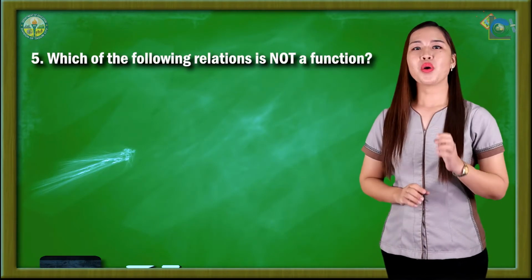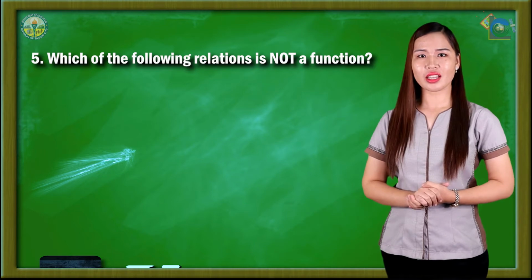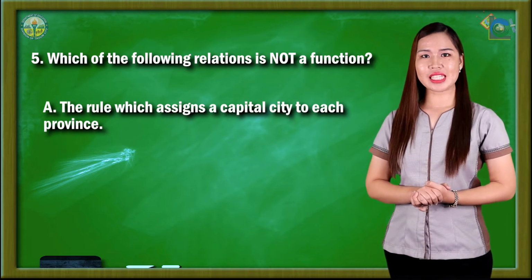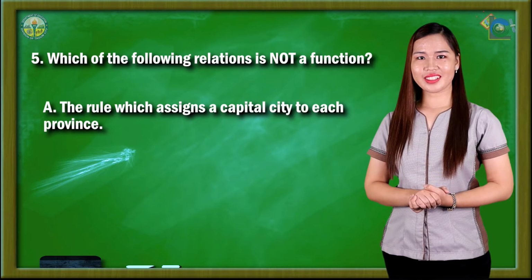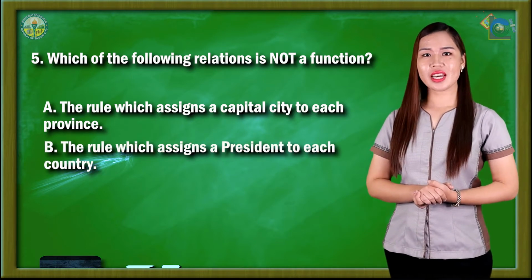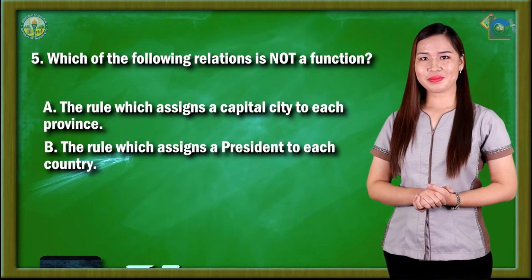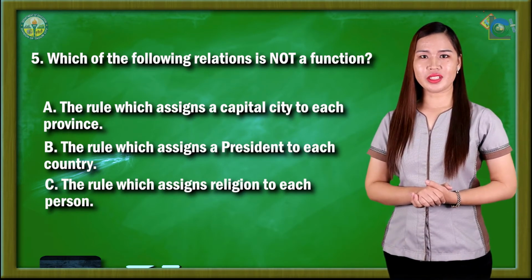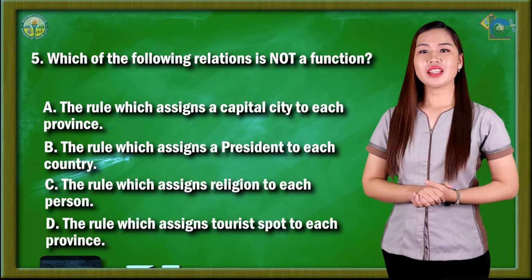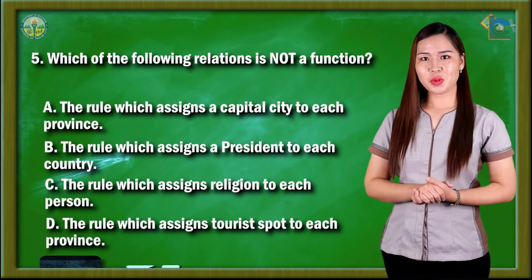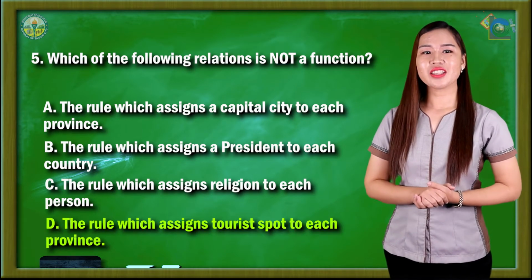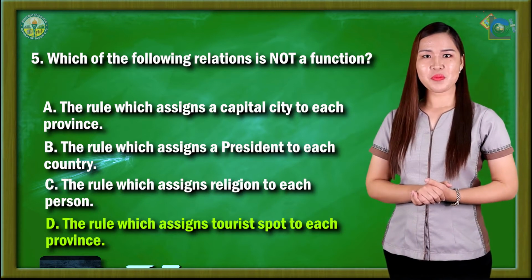Question number 5. Which of the following relations is not a function? Letter A, the rule which assigns a capital city to each province. Letter B, the rule which assigns a president to each country. Letter C, the rule which assigns religion to each person. Letter D, the rule which assigns tourist spot to each province. The correct answer is letter D, the rule which assigns tourist spot to each province.